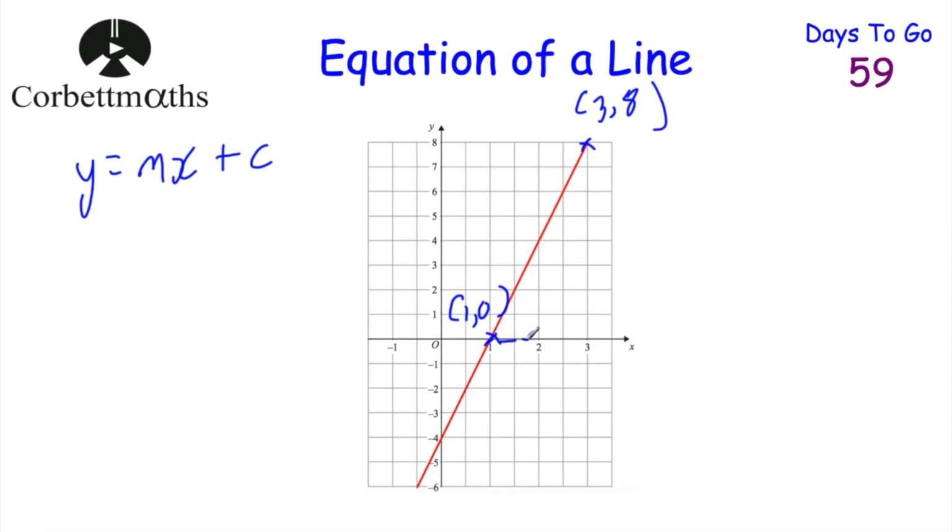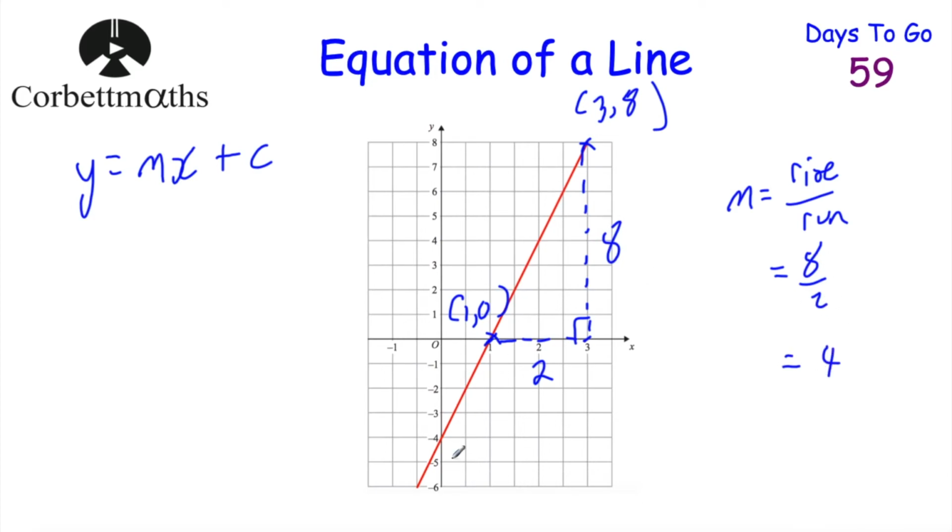Now let's do a little right angle triangle. So going across and up, and there's a little right angle triangle. Now in terms of the run, we're going from 1 to 3, so we're going 2 units across. It's not 2 squares, it's 2 units across. And in terms of the rise, we're going from a height of 0 up to 8, so the rise is 8. So the gradient, m, is equal to the rise divided by the run. The rise is 8 divided by the run, which is 2, and 8 divided by 2 is 4. So the gradient of this line is 4.